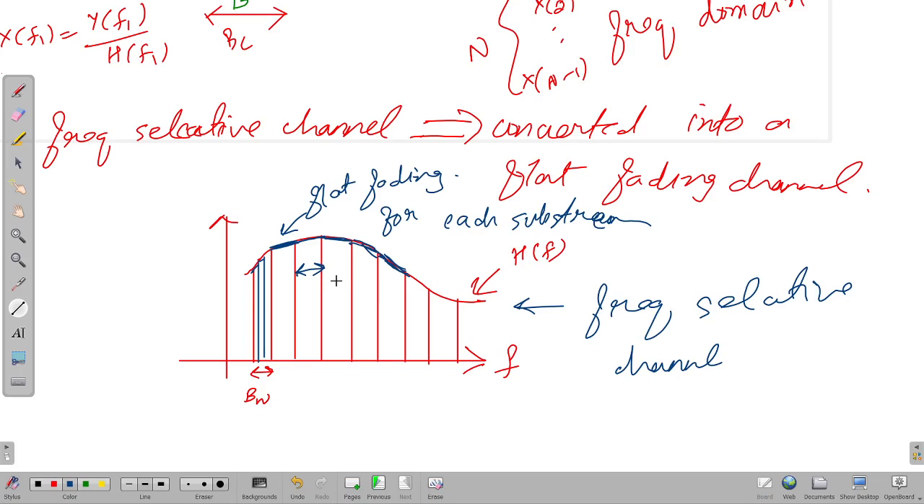You can also see this from a time domain point of view, that is, in terms of delay spread, which is slightly more complex than this. I think the time is up. So we'll see multi-carrier modulation in terms of time domain in the next class.